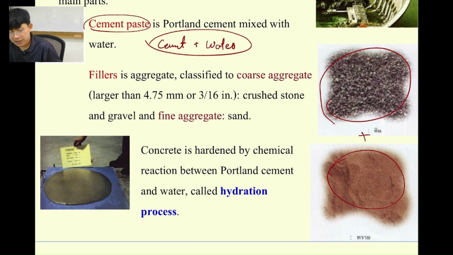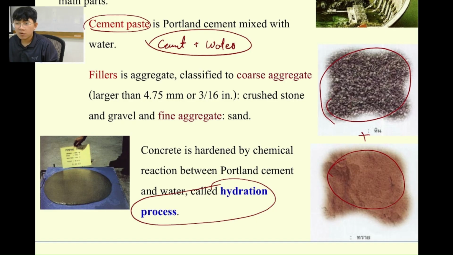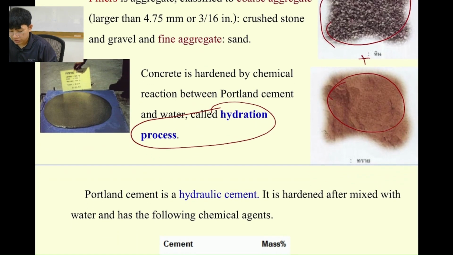So if we sieve this properly as you did at the lab, the strength is going to be higher than the material without sieving. And the concrete is hardened when it's in contact with water. The reaction between clustering and hardening, we call the hydration process. Okay, so I don't need to explain anymore because I'm explaining the hydration process.